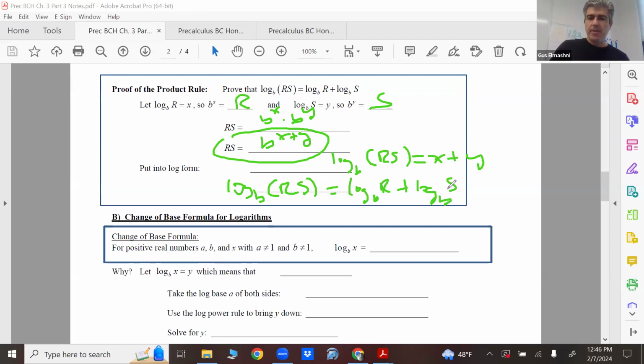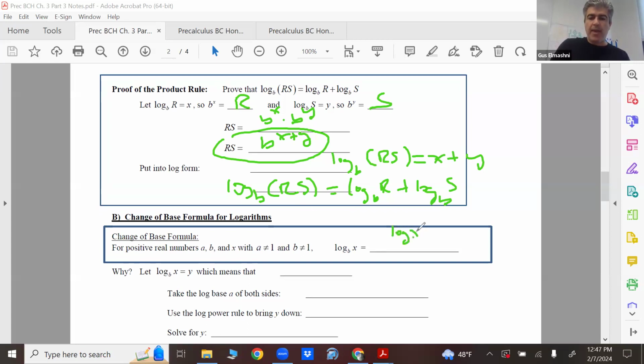It's pretty much analogous to the properties of exponents, right? You could do it for the quotient rule or the power rule, but it's not necessary. I think you guys get the point. It works. All right, questions on that one? Okay, next up, change of base formula.